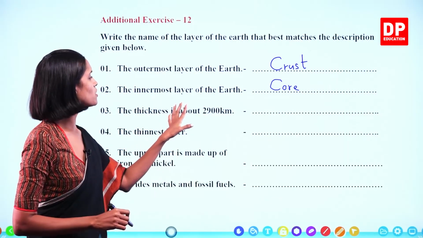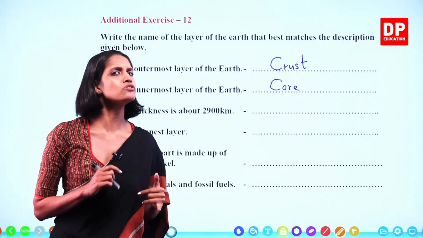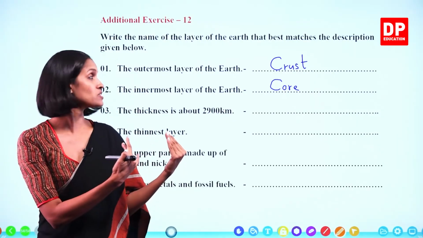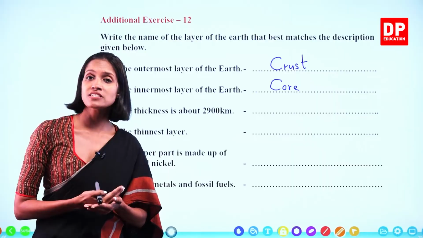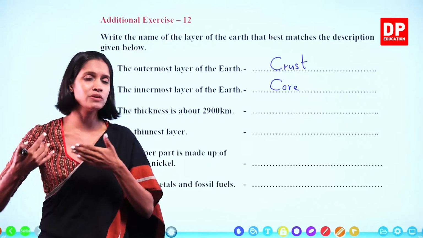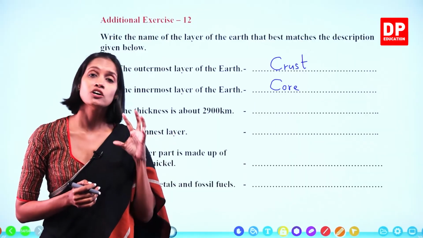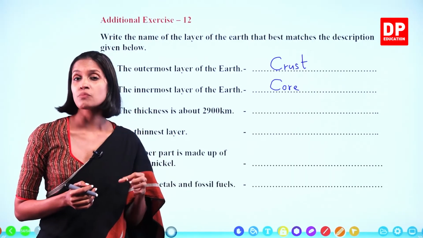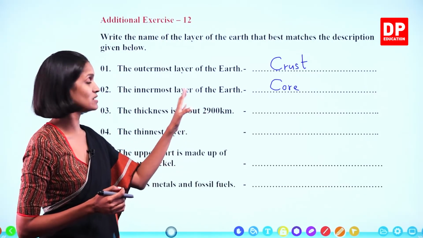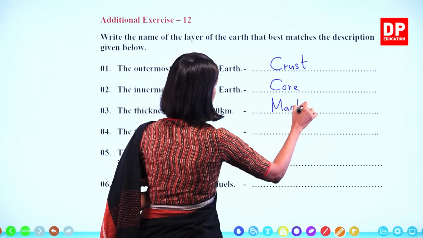The thickness is about 2,900 kilometers. What is this layer? Do you remember? Do you remember the thicknesses of each layer, children? Do you remember the thickness of the outermost layer, the crust? We know that crust, in some parts, it's about 5 kilometers. The other parts, the maximum is about 35 kilometers, right? So this can't be the crust. What about the core? Core is the thickest layer. Its thickness is about 3,500 kilometers. So 2,900 kilometers is the mantle, right? Mantle.